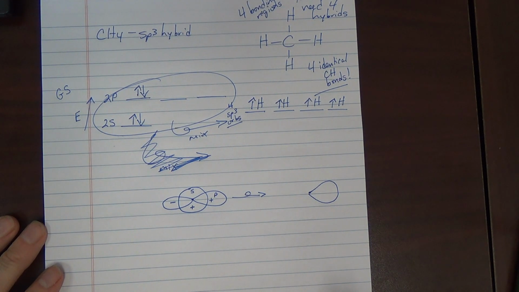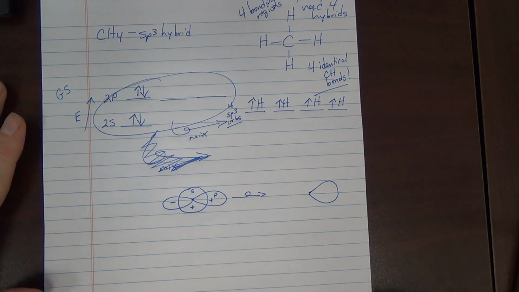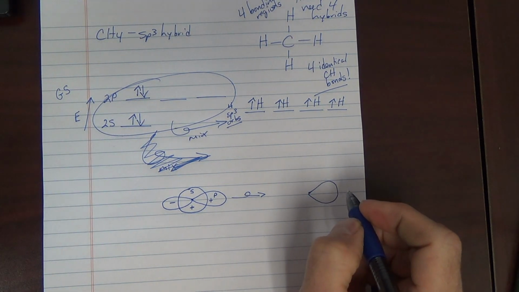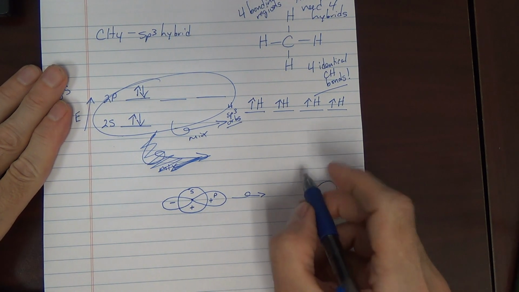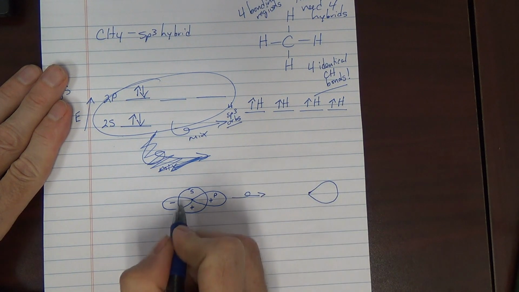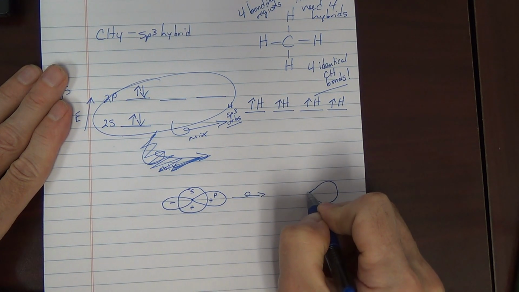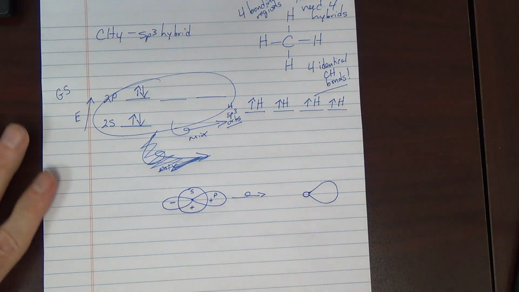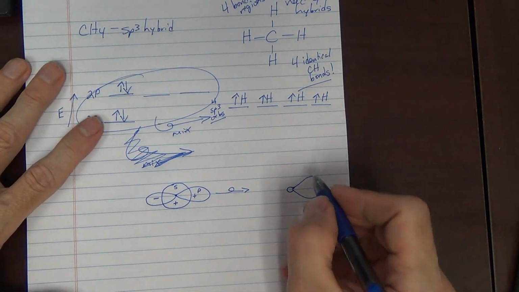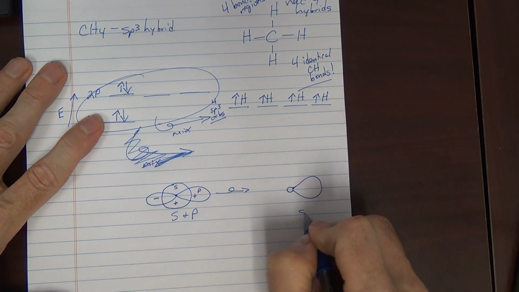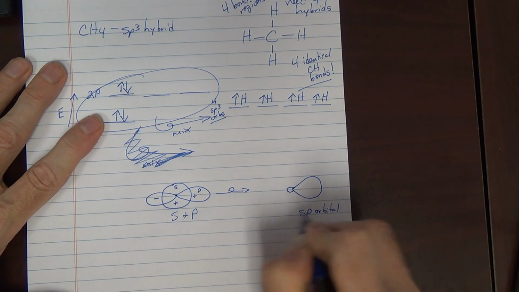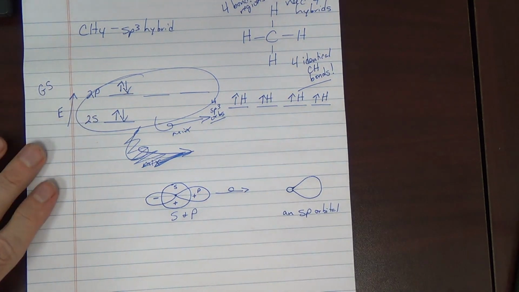This can also happen with sound waves. You can actually have spaces where there's no sound because the sound waves came together and canceled each other out. There are some audio tricks that you can do with that. But over here we get some canceling, but it's not complete. What you're left with is something like that. And because we only combined an S and a P, this is an sp hybrid orbital. That's what it looks like.